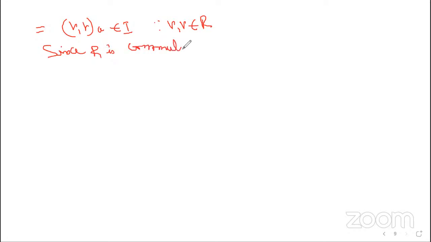That equal to r1 times a, which belongs to I, since r1 r belongs to R. So since R is commutative, rx equal to xr belongs to I.